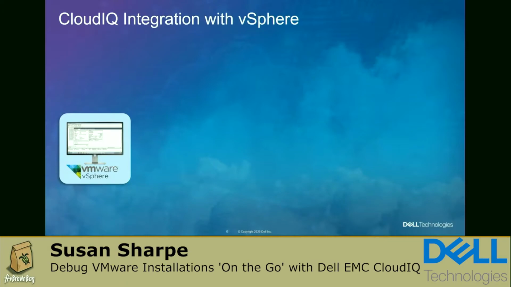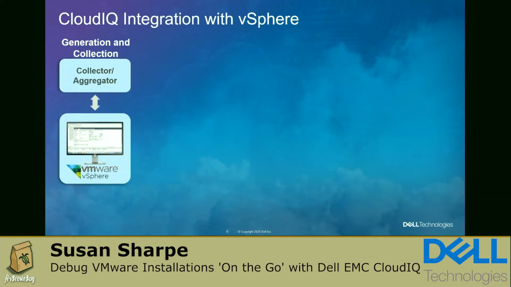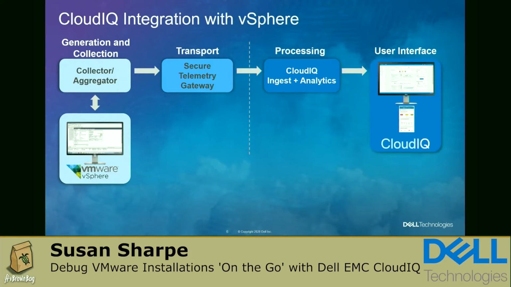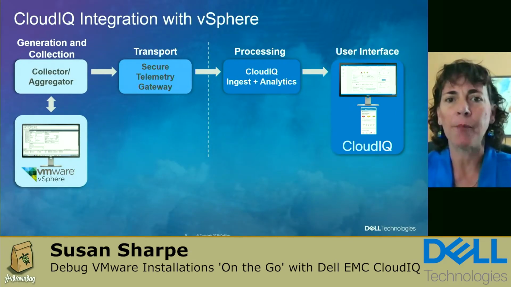CloudIQ integration with vSphere obviously starts with vSphere, and then we have a special CloudIQ Collector. Think of it as an aggregator of the key vSphere telemetry that then gets sent to the Dell Secure Telemetry Gateway. So all of the left-hand side is on your premises. And then that Secure Telemetry Gateway sends the telemetry into CloudIQ for preliminary ingest and analytics, and then that information is displayed in the user interface, the browser or the mobile app.